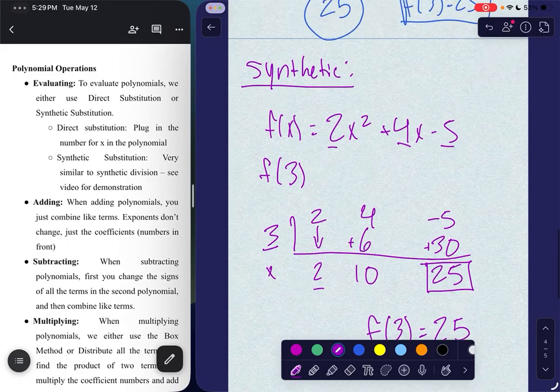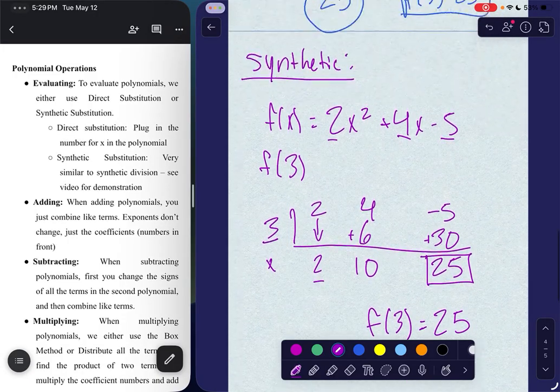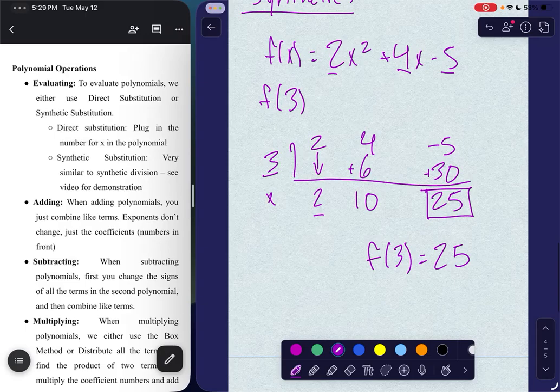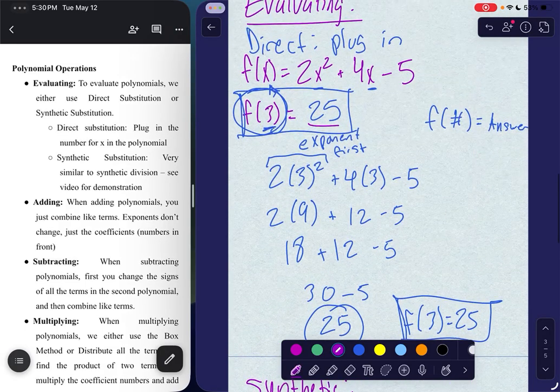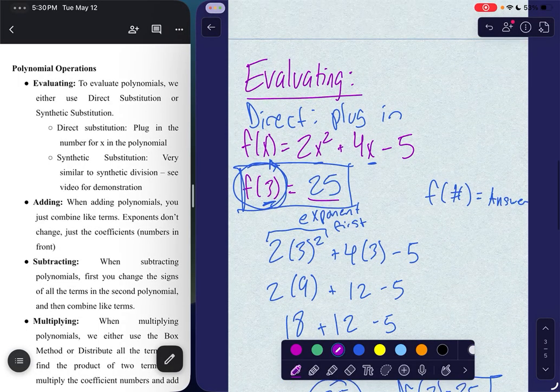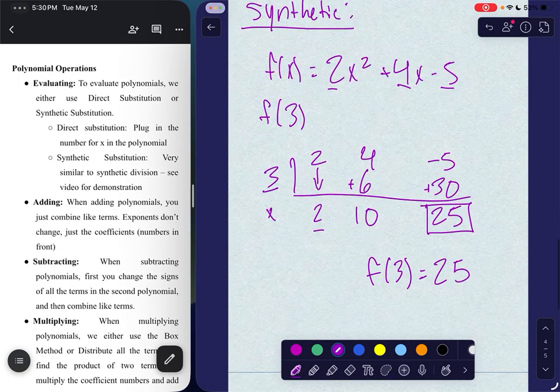So this is kind of a little bit of a faster way to do it, maybe. Depends on how big the problem is, you know, how many terms, how many exponents you're dealing with. But either way is doable. If you really like synthetic division, then the synthetic substitution might be good. You just have to remember you're not using all the numbers, you're just using the last number, right? So that is polynomial operations with evaluating, adding, and subtracting. I'm going to make a separate video for multiplying and dividing.